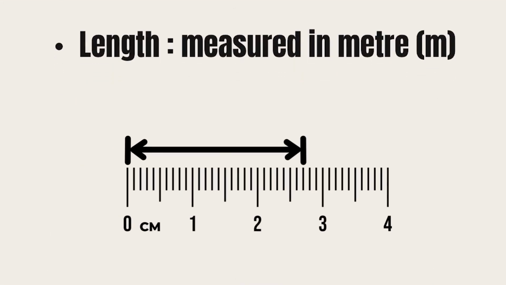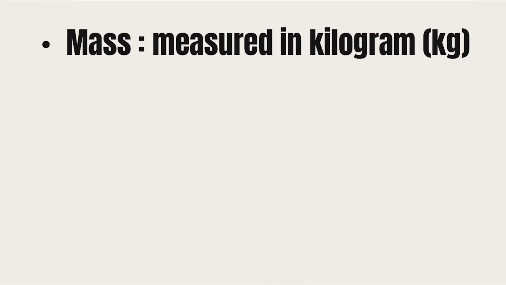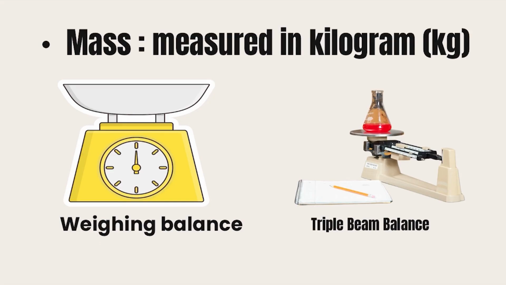Length. Length is the distance between 2 points and is measured in meters. Length is measured using basic equipment such as a meter rule or ruler, and vernier caliper. Mass. Mass is measured in kilogram. The equipment used in measuring mass is the weighing balance and triple beam balance.